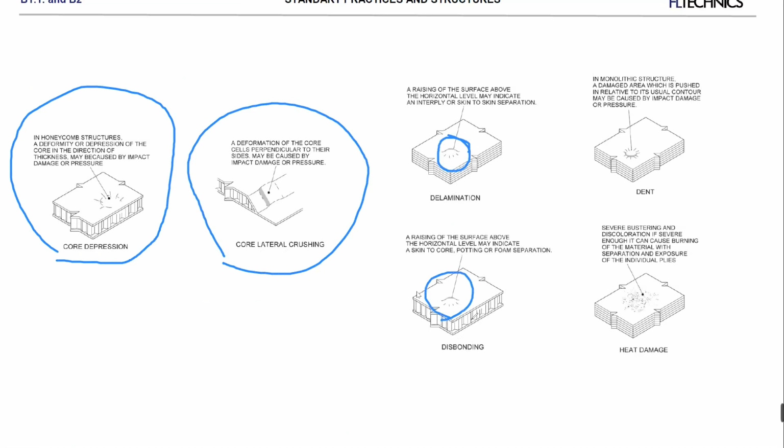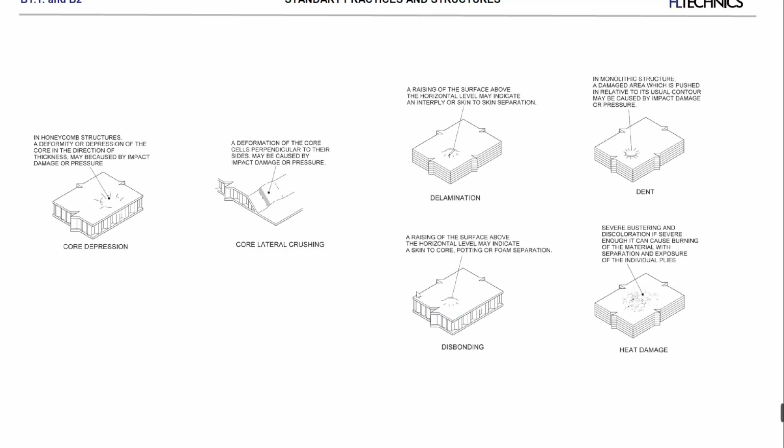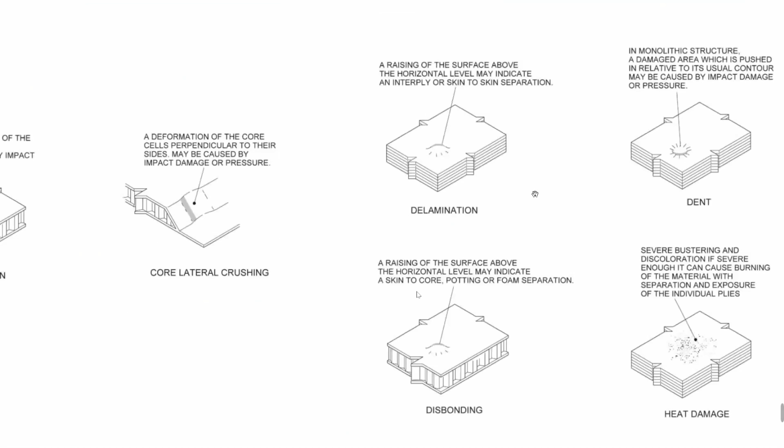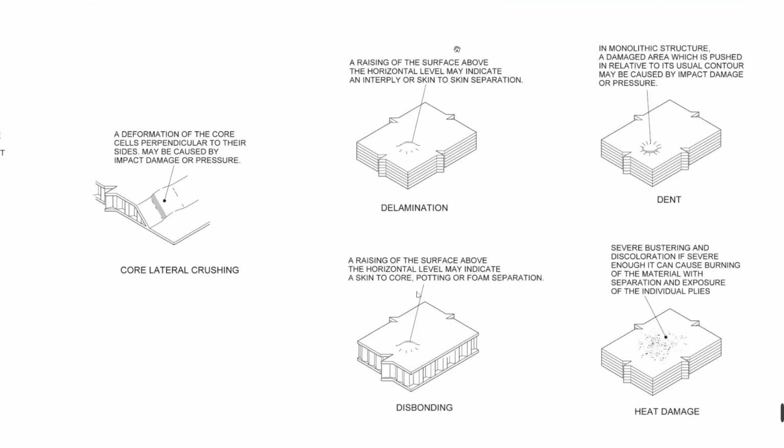Delamination, disbonding. You see, the delamination and disbonding, they look like the same. But actually, they have different explanations. A rising of the surface above the horizontal level may indicate an interply or skin-to-skin separation. A rising of the surface above the horizontal level may indicate a skin-to-core separation. That's why I told you, delamination and disbonding are kind of the same. It depends on the type of the composite material that you have.